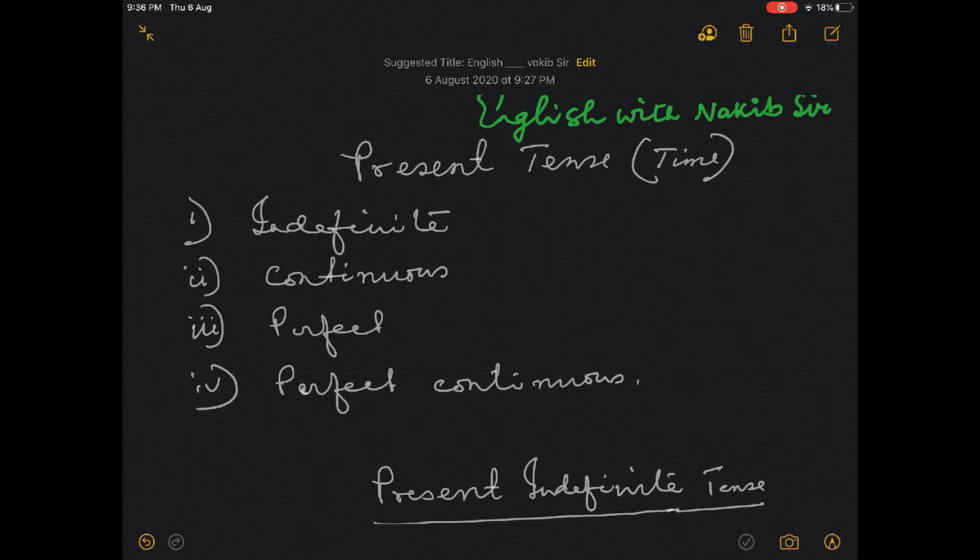In the last video lesson, we have learned that each tense has four aspects, and they are indefinite, continuous, perfect, and perfect continuous. So, present tense has present indefinite aspect, present continuous tense, present perfect and present perfect continuous tense, these four aspects.